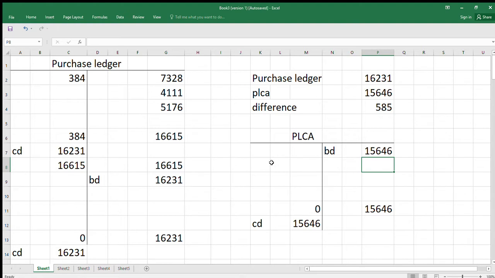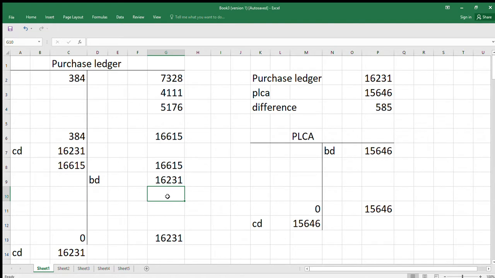Discounts received were not entered in the purchase ledger control account. So they were entered in the purchase ledger as discounts received, which would be a debit, so we'll reverse that out. And they were not entered in the purchase ledger control account, so there's nothing to reverse out there. They are not the same, so that's not the answer.